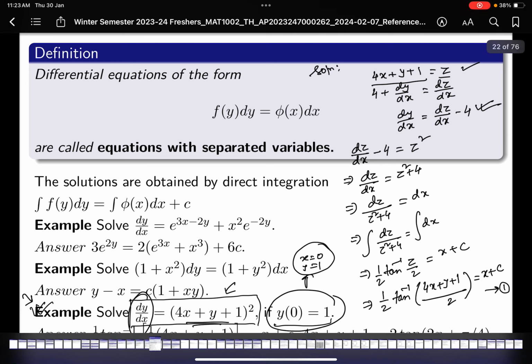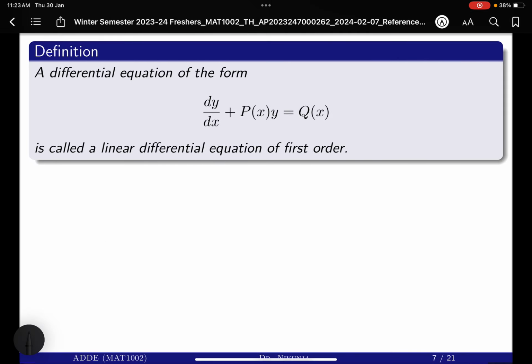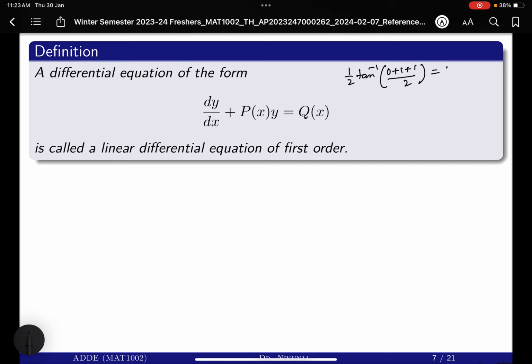Once you apply that condition, you get half tan inverse of ((0 plus 1 plus 1) by 2) is equal to x plus c, so basically 0 plus c. From here c is equal to half tan inverse 1, so half into pi by 4, that is pi by 8. So the c value you are getting is pi by 8.